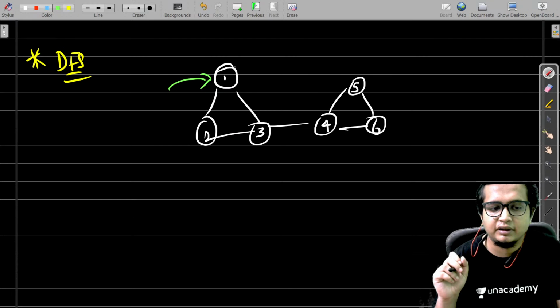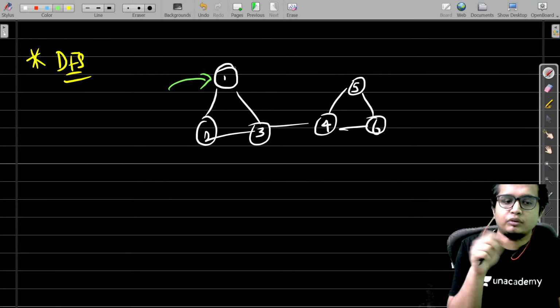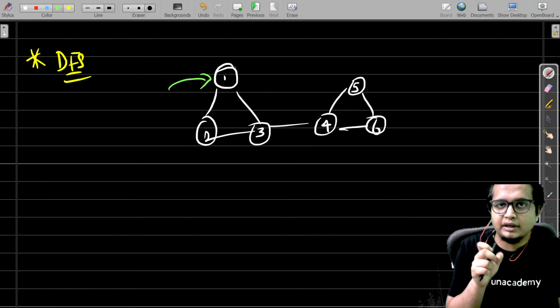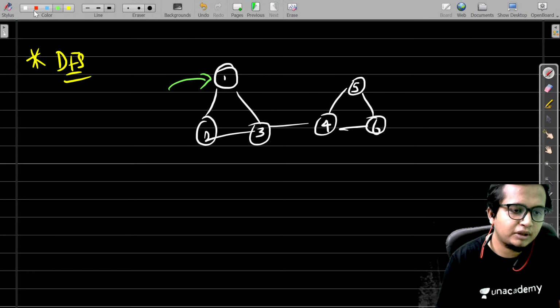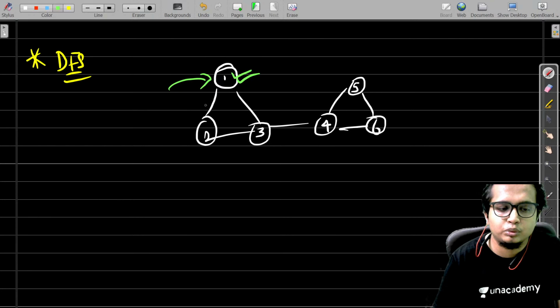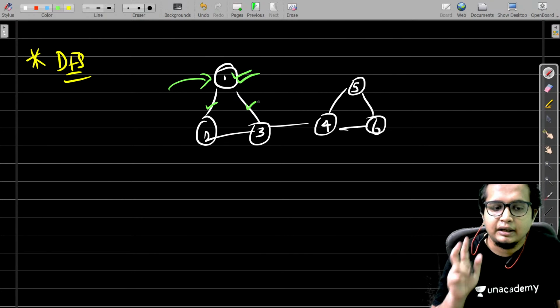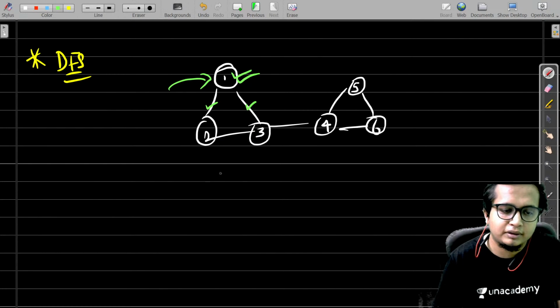Okay, so in DFS we start from some node, then go to its child node, then from that node we go to its another child node till we run out of nodes. So the first node that I go to is 1. Then I have two options: either I can go to 2 or I can go to 3, since node 1 has two children, 2 and 3.